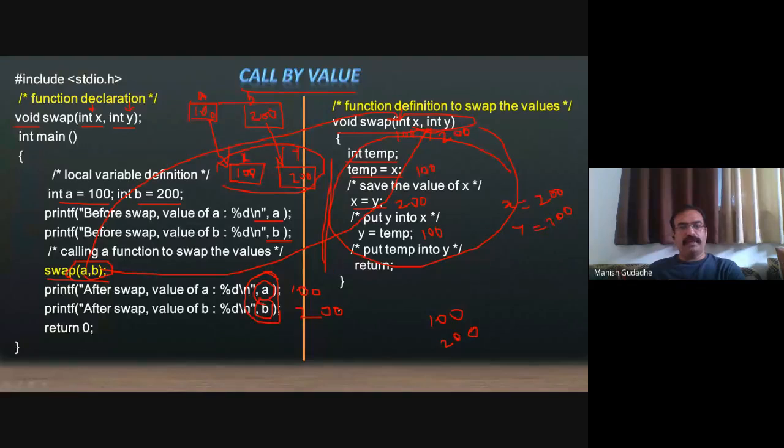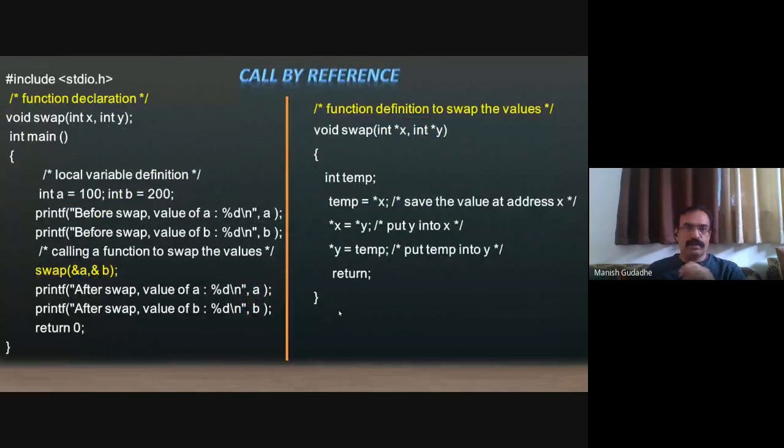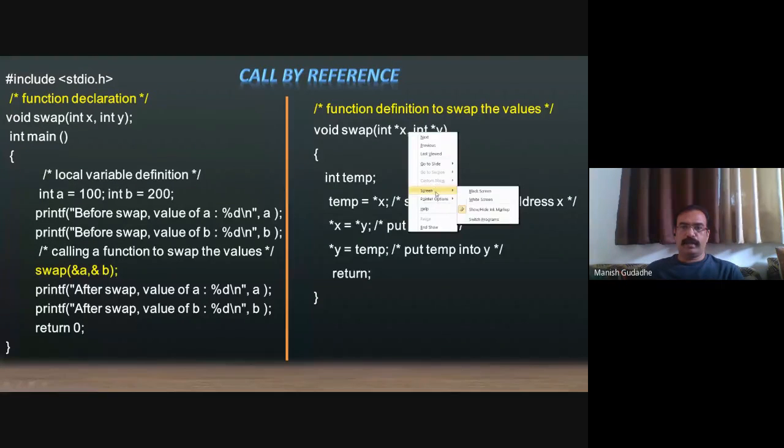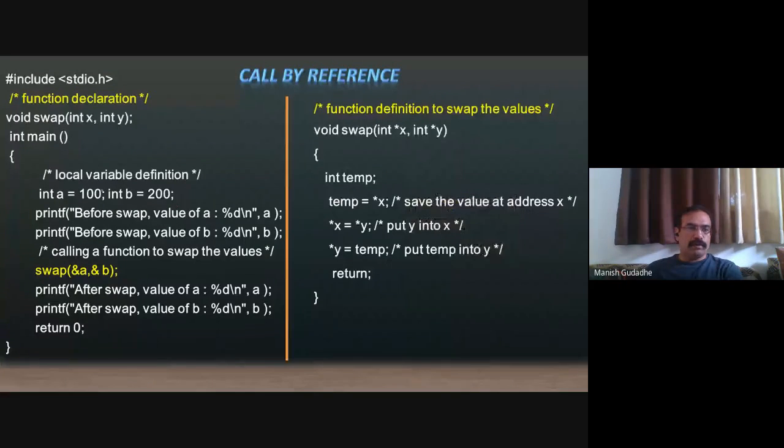But how can we make this happen? Because we want the values to be swapped. It is possible using call by reference. What we are doing in call by reference is trying to pass the address of these arguments to the formal parameters. Now we'll see what will happen here.